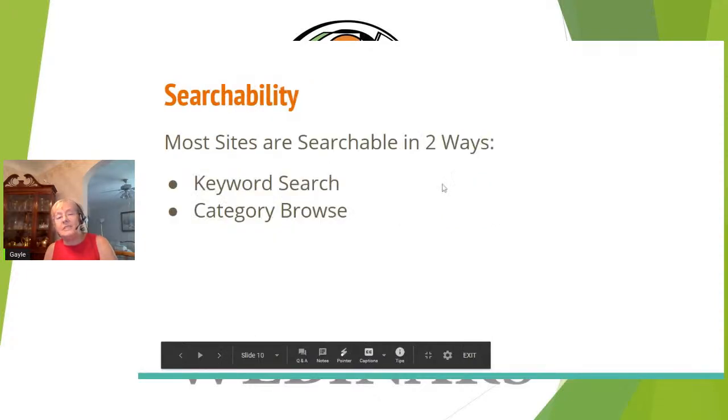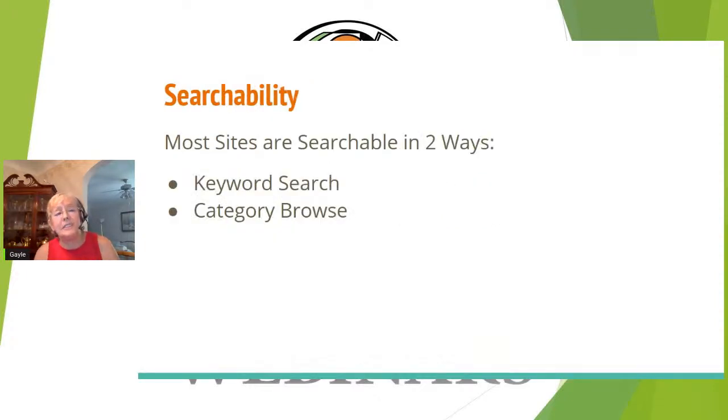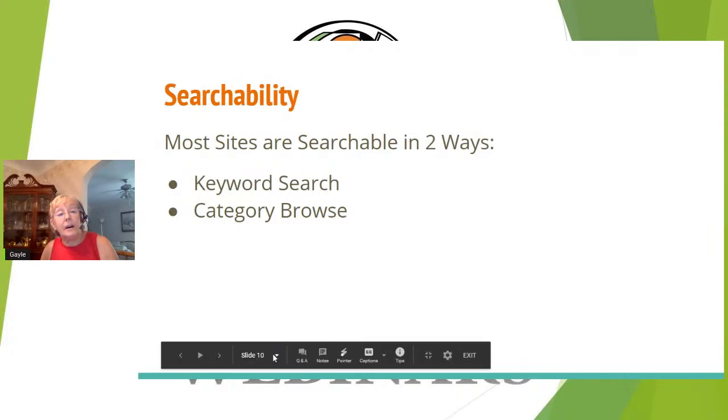So when you go into these sites, the searchability is really easy. Most of the sites are searchable in two ways. There's a keyword search, just like any Google search, and a category browse, which will bring up particular types of images that you might want to look at.